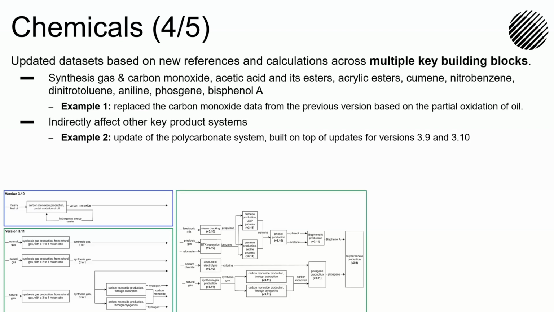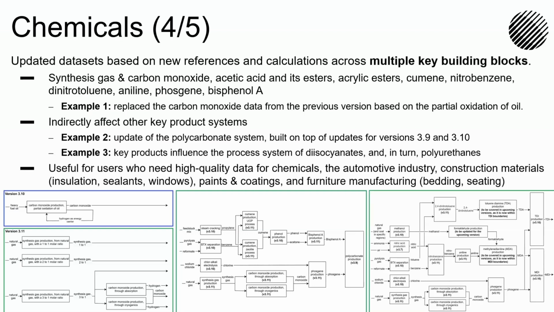A second example concerns the polycarbonate production process system, which is improved by the new data for its precursors, which include carbon monoxide, phosgene, cumene, and bisphenol A. These are depicted on the diagram in the middle. This update builds on the work completed in versions 3.9 and 3.10. So what we can say is that with this update for version 3.11, we have finalized the updates of the process chain for the manufacturing of polycarbonate.